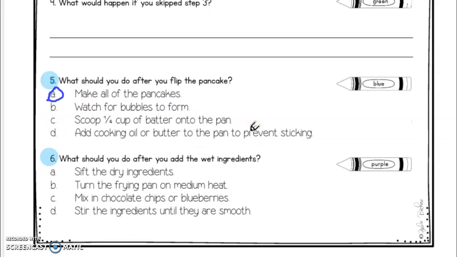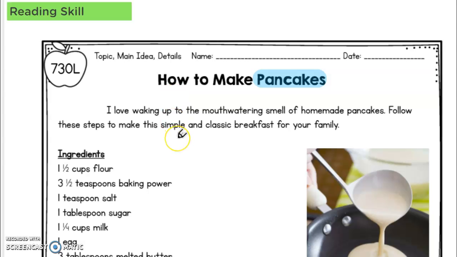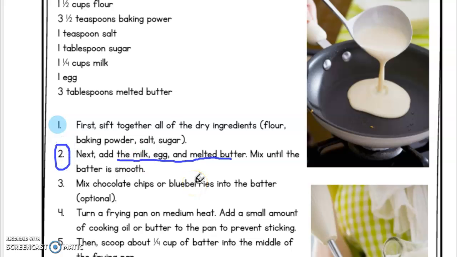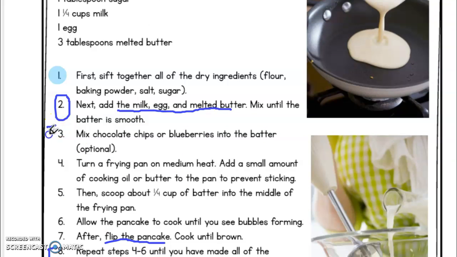And finally, number 6. What should you do after you add the wet ingredients? So I see that keyword after. I'm going to look at when we add the wet ingredients. So I can see on number 2 that the milk, egg, and melted butter, those are all liquids, so those are the wet ingredients. So I'm looking for what happens after you added all of those. So that would be anything from steps 3 to steps 9.